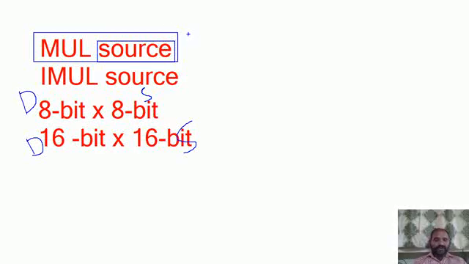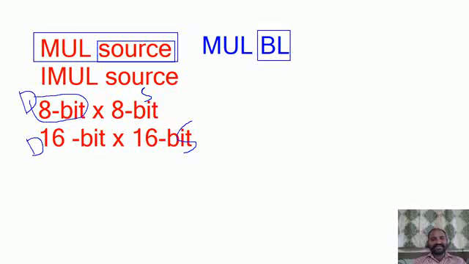For example, if I write the instruction MUL BL, what is BL? BL is an 8-bit register. As it is an 8-bit register, the destination is going to be decided by the microprocessor as an 8-bit number. That destination is nothing but AL.